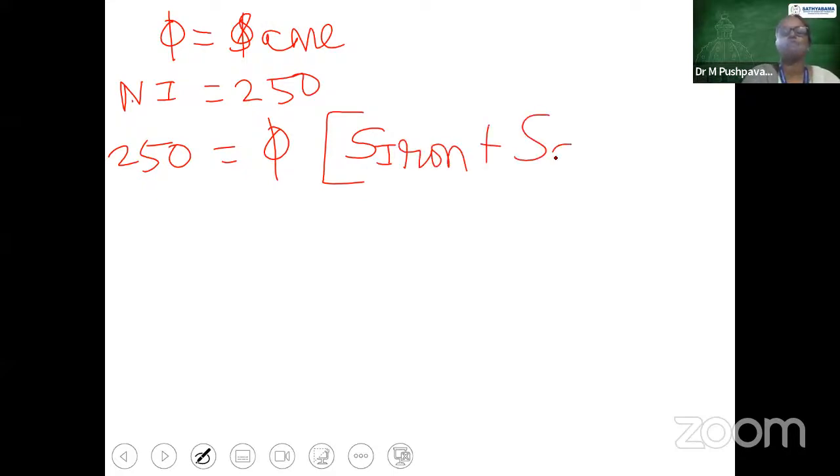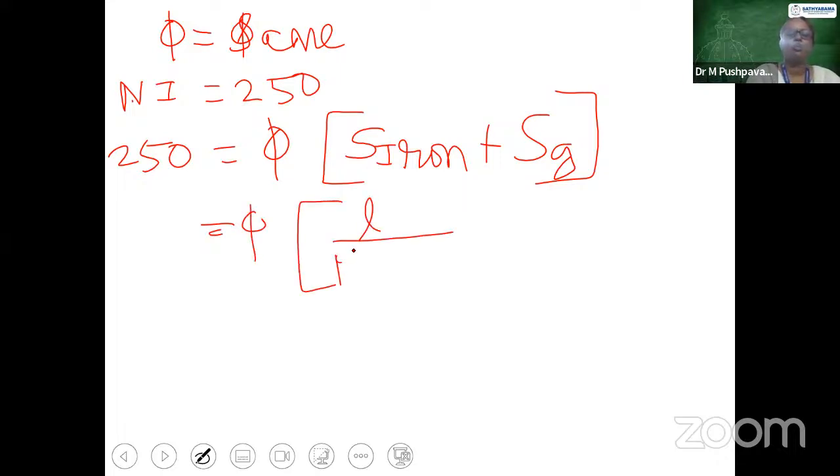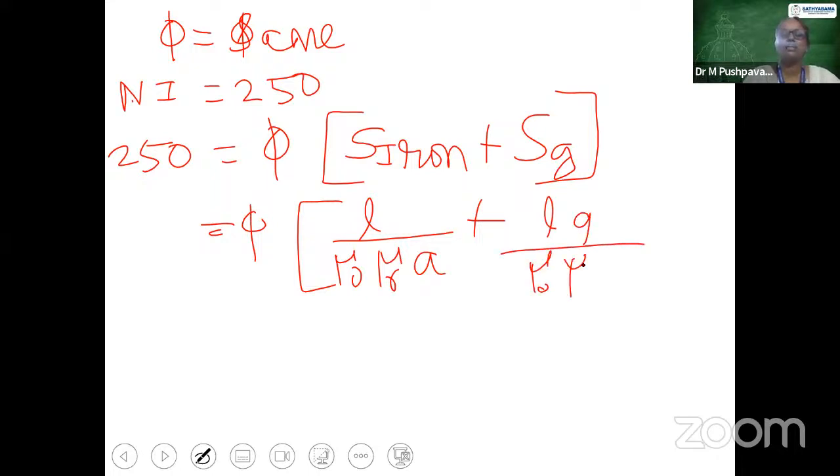Flux into reluctance. We have two types of reluctance. One is in the iron core and another one is in the air gap. So S1 you can take for the iron core, and SG for the air gap. What is the formula for reluctance? L by nu naught nu R into area. Similarly, Lg by nu naught nu R into area.